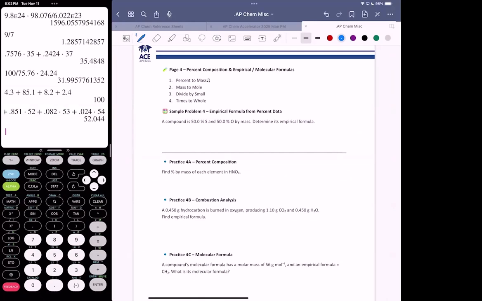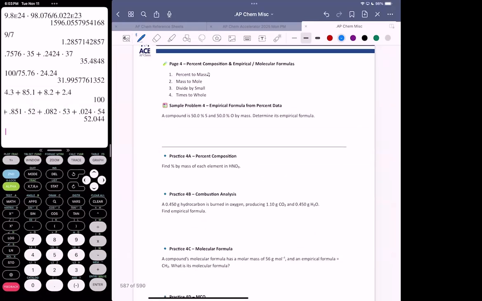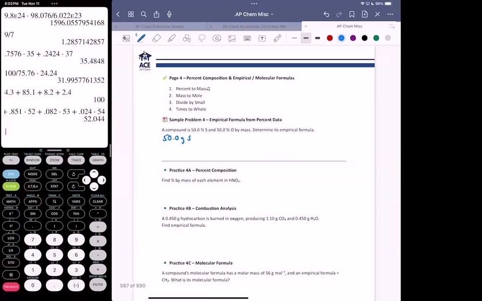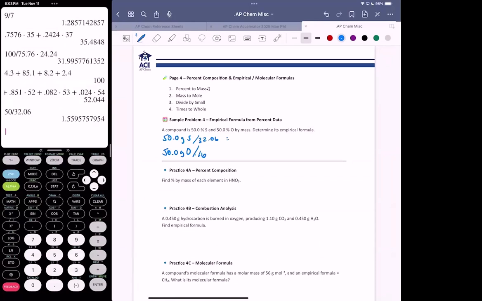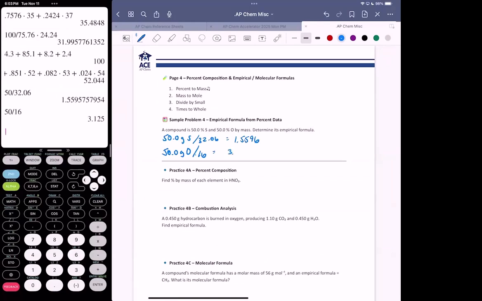So we have a compound that's 50% S. So we're just going to assume we have 100 grams. So we have 50 grams of sulfur and 50 grams of oxygen. Then we're going to convert grams to moles by dividing by the molar mass. So 50 divided by 32.06 is 1.5596. I'm just rounding where it feels right, because this is a ratio. 50 divided by 16 is 3.125.